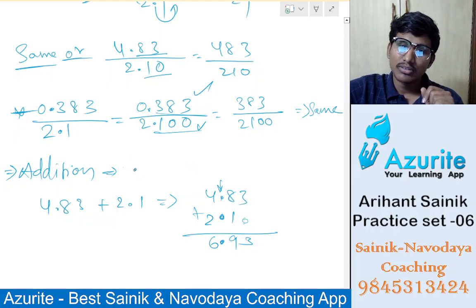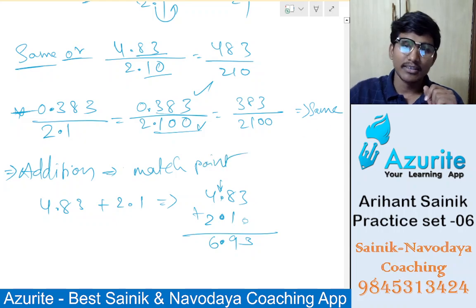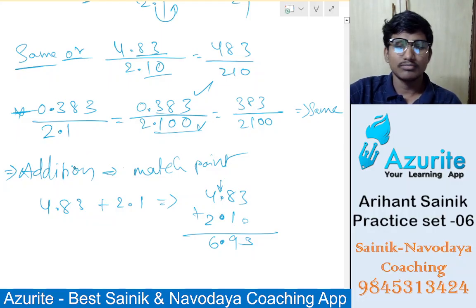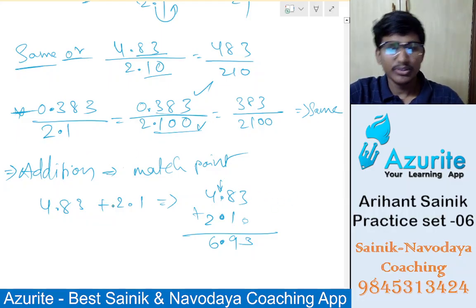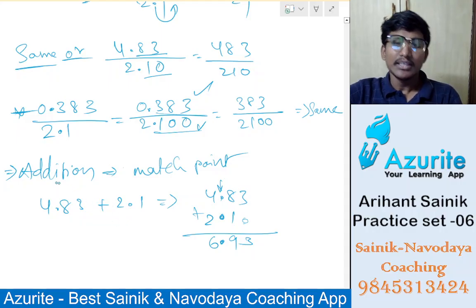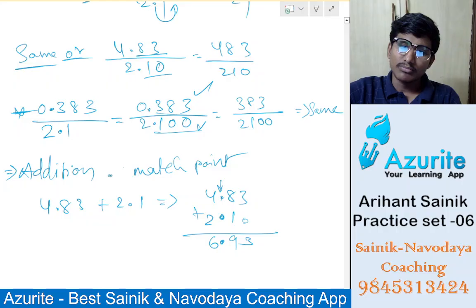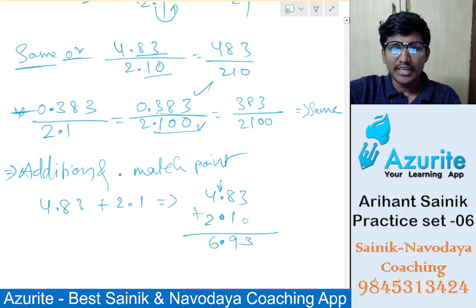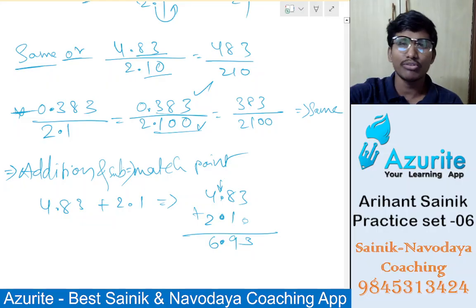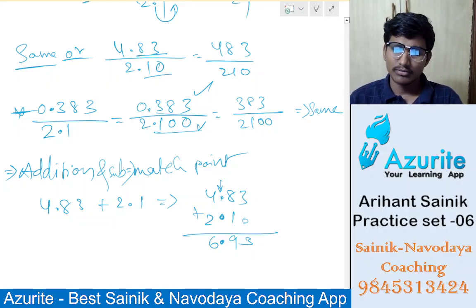Match the point. Okay? And then write it. Sir, if we don't match also, we'll get the same answer, no, sir? No, not possible. Okay? So we have to match. Sir, in addition we get the same as subtraction? Addition and subtraction both, we have to match the point. Understood? Everything is the same, like borrowing and all. That is called converting into like decimals.